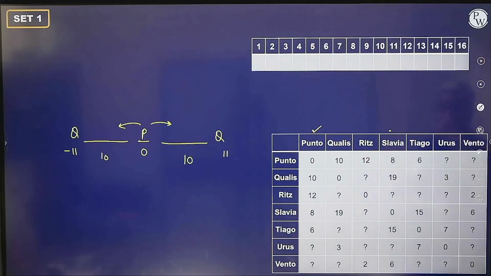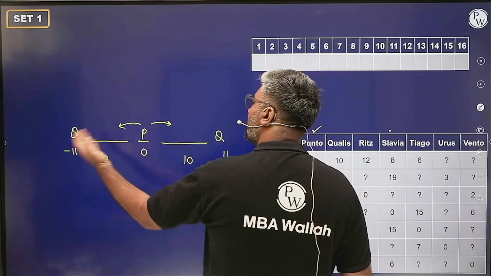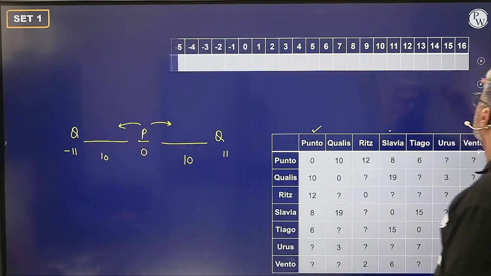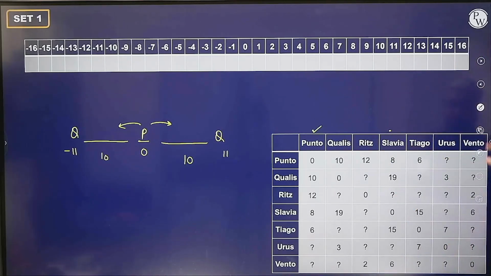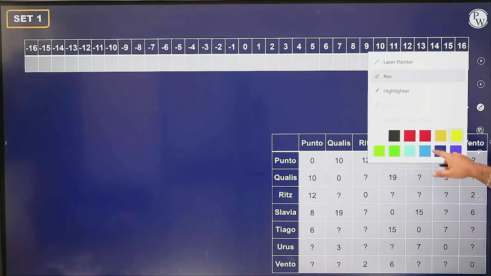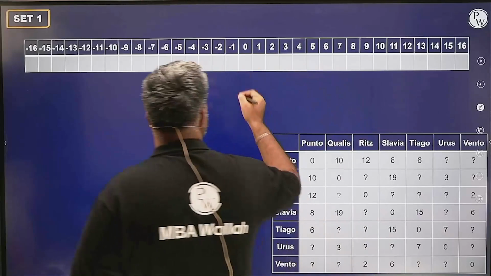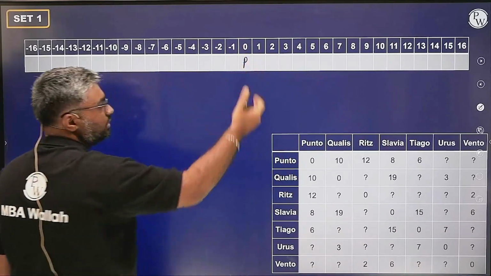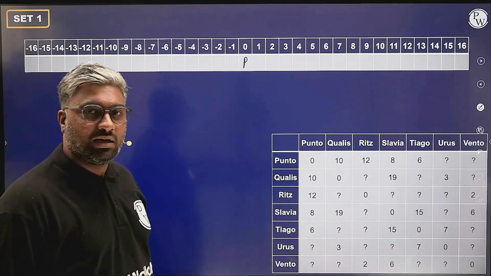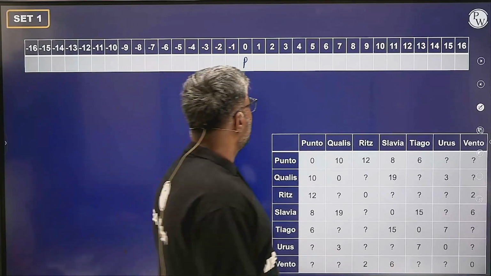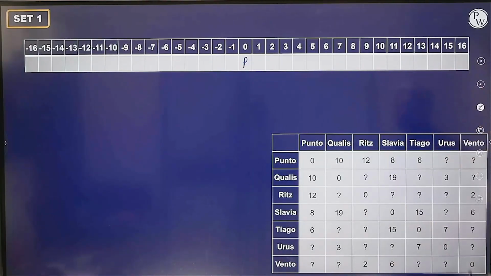So here is how the table would look. Like I said, since we have to go in both directions, we're going to put the other side of it as well. Make sense? So let's start with placing P first. With this position, we start with the origin, otherwise it becomes haywire. So we've placed P at 0.